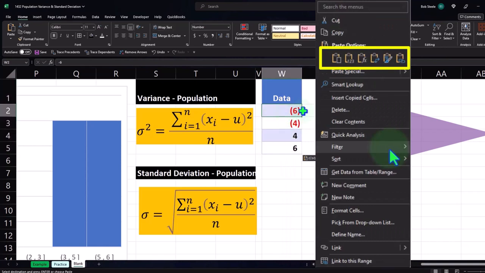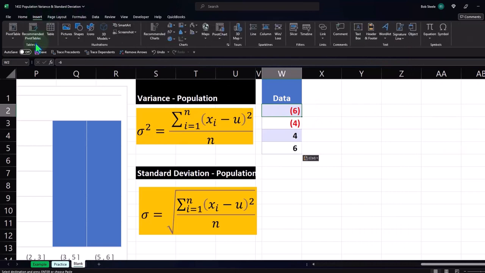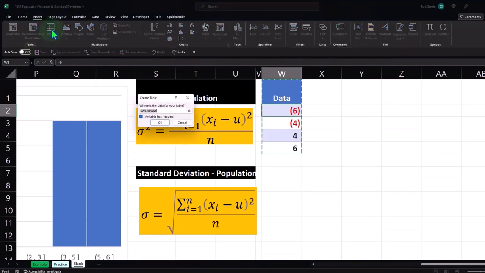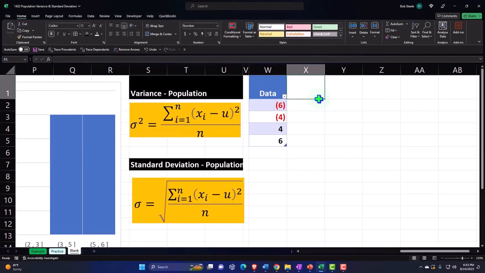So it's not in a table, even though it looks like a table, because I only copied part of the table. So let's go to the Insert tab up top, Tables, and make a table out of it. And there we have it. All right. So then I'm going to do the same starting point.